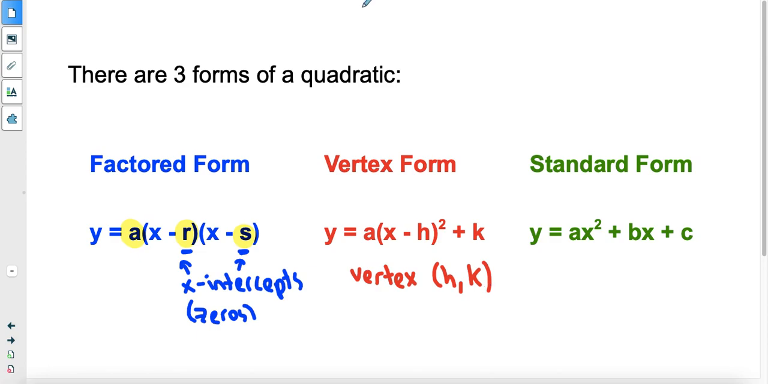And all I need to find the equation of a parabola in vertex form are my a value, my h value, and my k value. Once I have those three values, that's all I need to find the equation of a parabola in vertex form. And we'll take a look at an example of this.